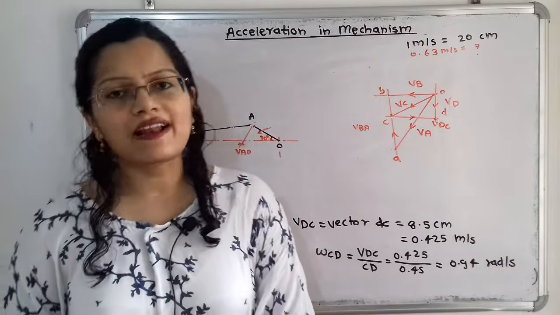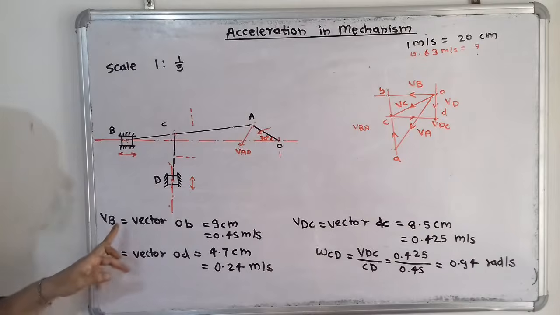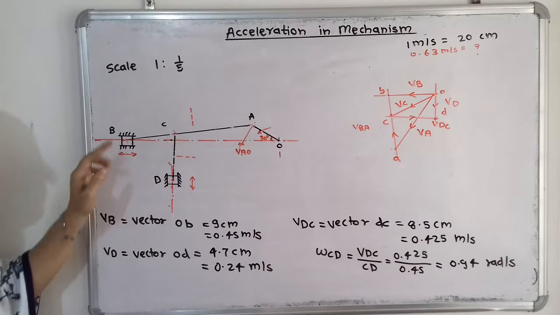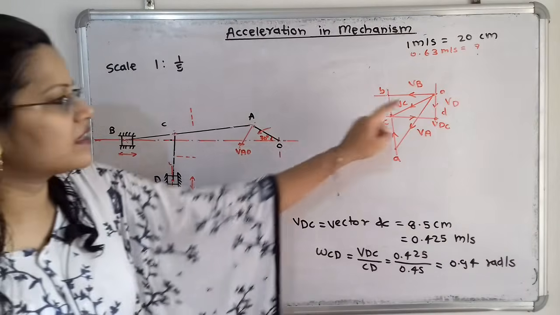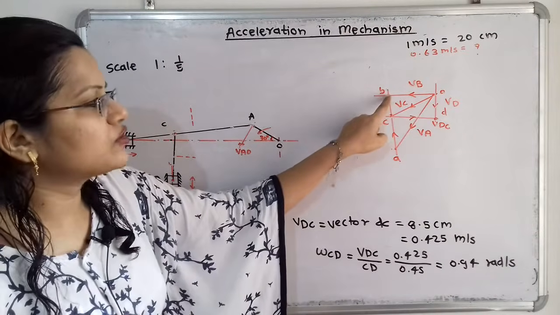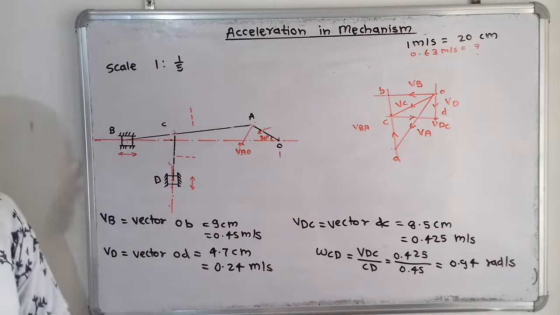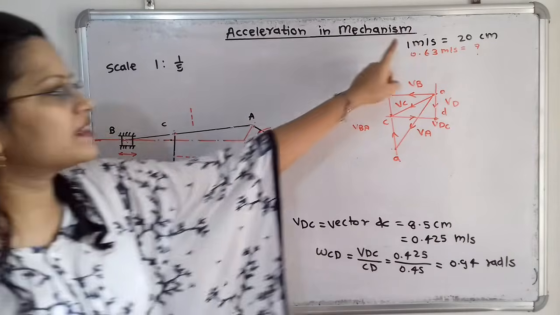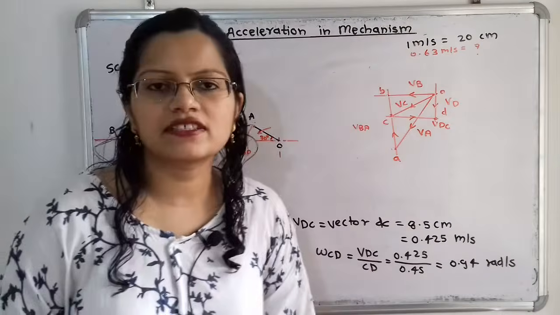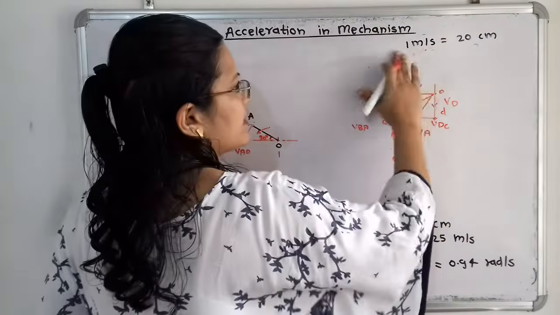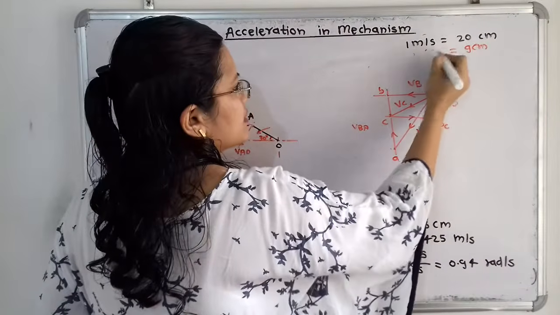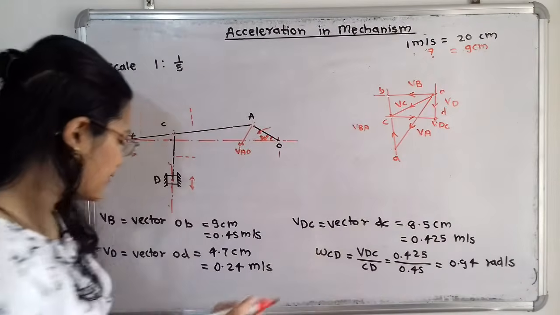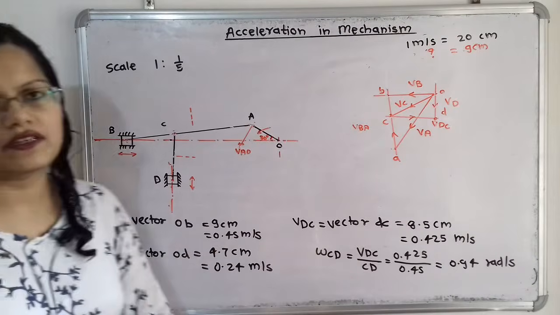Now we will move to the calculation part. So here first we will calculate the velocity of B, that is the slider at point P. We have to measure the vector O to B, that indicates the velocity of slider B along this horizontal line. So what is the length of this vector OB? That is 9 centimeter. With this scale, 1 meter per second is equal to 20 centimeter. So if I write here 9 centimeter, here is the question mark. Again we will make the cross multiplication. So 9 divided by 20, that is 0.45 meter per second.